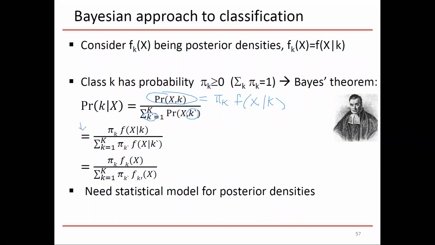So we have in the numerator pi k multiplied by f of x given k. And in the denominator, again, we're summing over all the k primes, pi k prime multiplied by the density of x conditioned on k prime. And we denoted that fk of x is the density of x given k, and therefore we have finally pi k fk of x in the numerator, summation over k prime, pi k prime, fk prime of x in the denominator. So sounds good, sounds simple. Well, maybe not very simple, but three or four lines of math, that's reasonable. But we need a statistical model for the densities, and that may require some work.